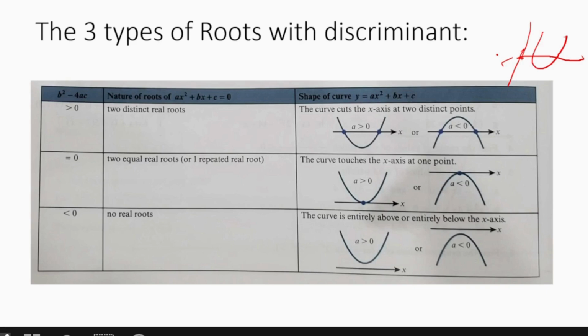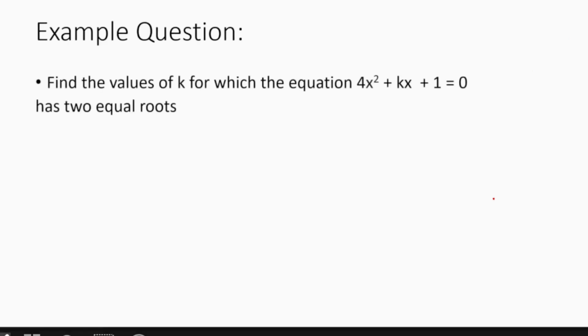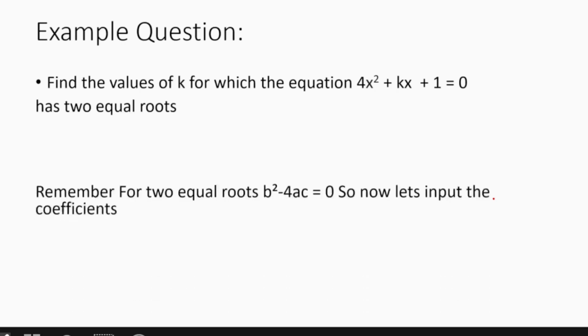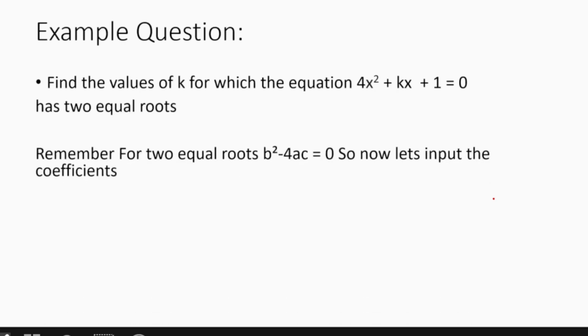So anyways, now let's move on to an example question from Cambridge. As you can see here, we have a question: find the values of k for which the equation 4x² + kx + 1 = 0 has two equal roots. So for this question, firstly remember what had two equal roots. Two equal roots means b² - 4ac is equal to 0.